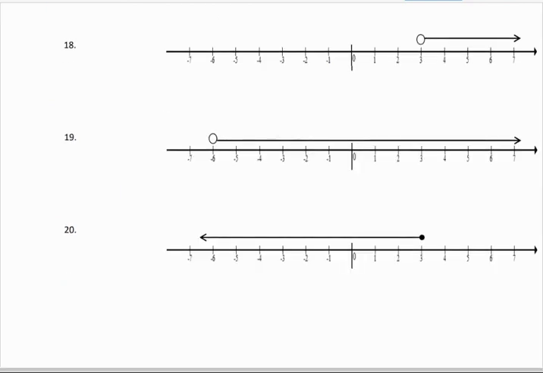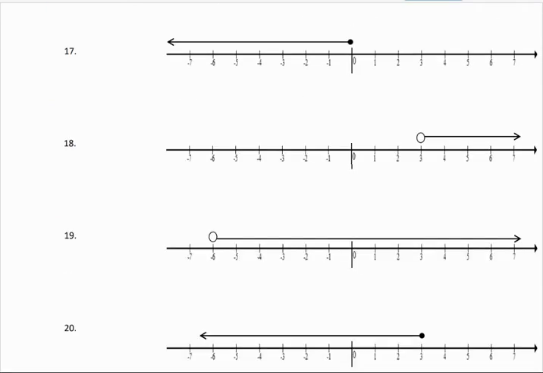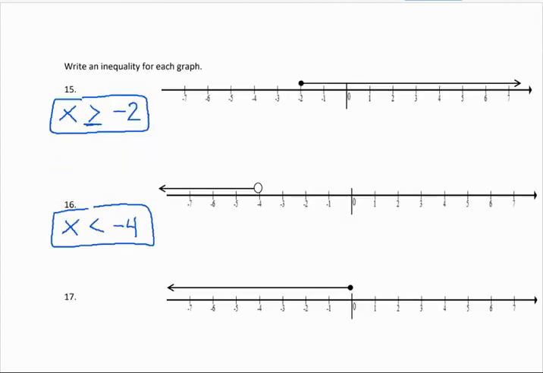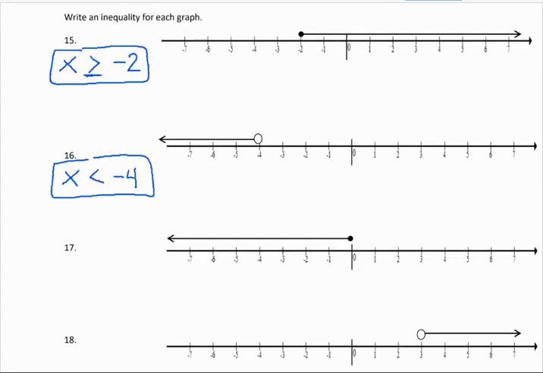Okay, so there are 4 of them that I would like you to try right now. 17, 18, 19, and 20. Do those now, and then I'm going to ask people to submit some answers through the private chat. You can use words, or you can actually type them in the chat. But just first do them on your paper, and then I'll let you know what to answer. Okay? Go ahead, 17, 18, 19, and 20. Finish it up.